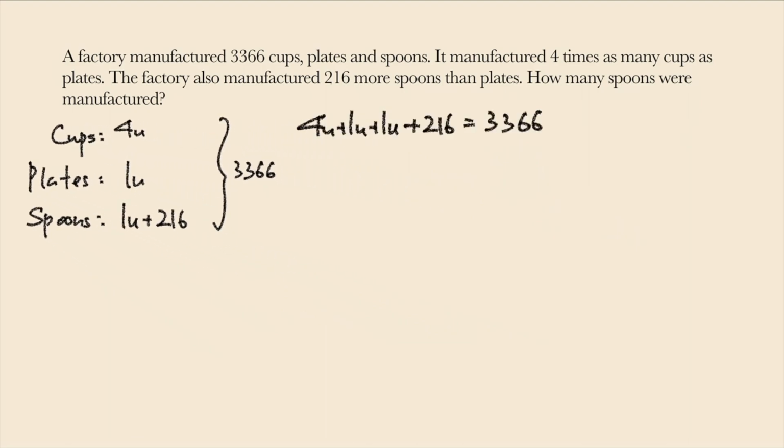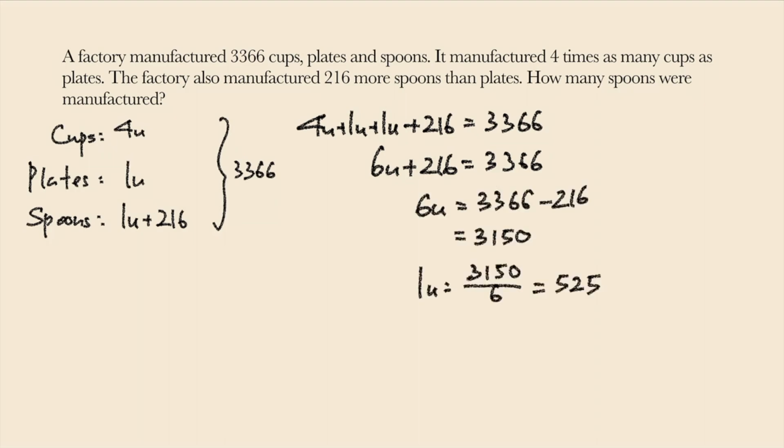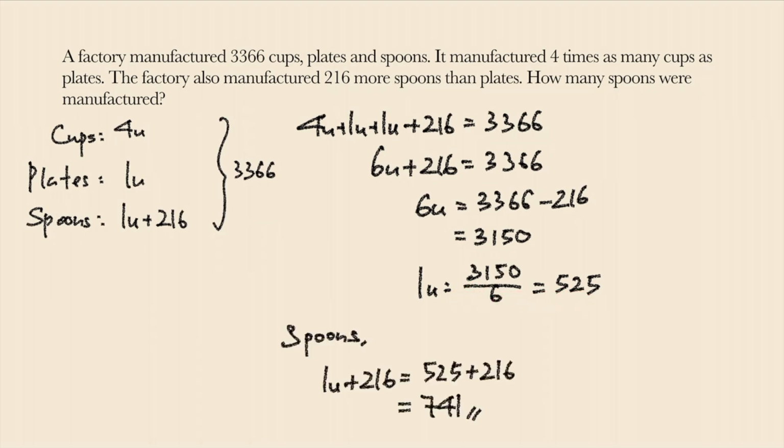Well, before that, let's form an equation. 4u, 1u, 1u, 216, that's the total. So that's 6 units, and we're going to move 216 to the right-hand side, giving us negative 216. So 3150, 1 unit is therefore 3150 divided by 6. Focusing on the left side again, spoons, we are interested in 1u plus 216. So whatever 1u we have found, add 216 to it, and that will be the number of spoons manufactured.